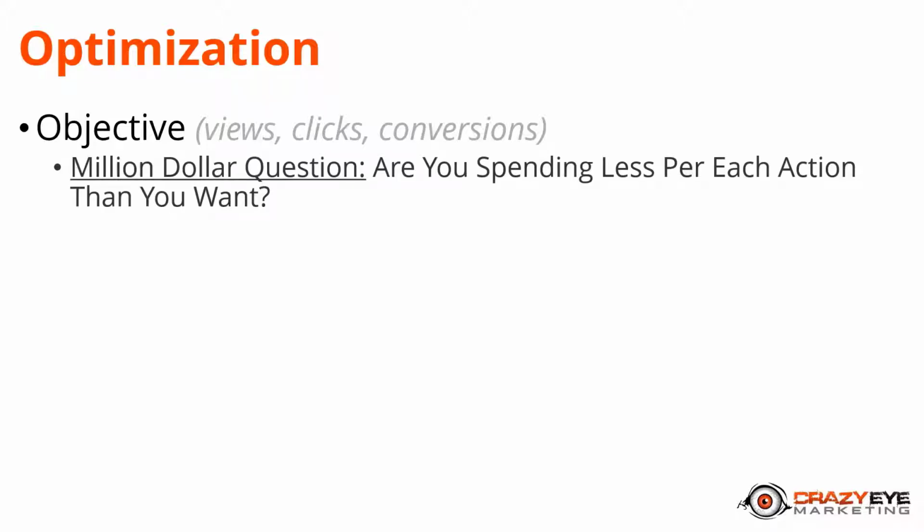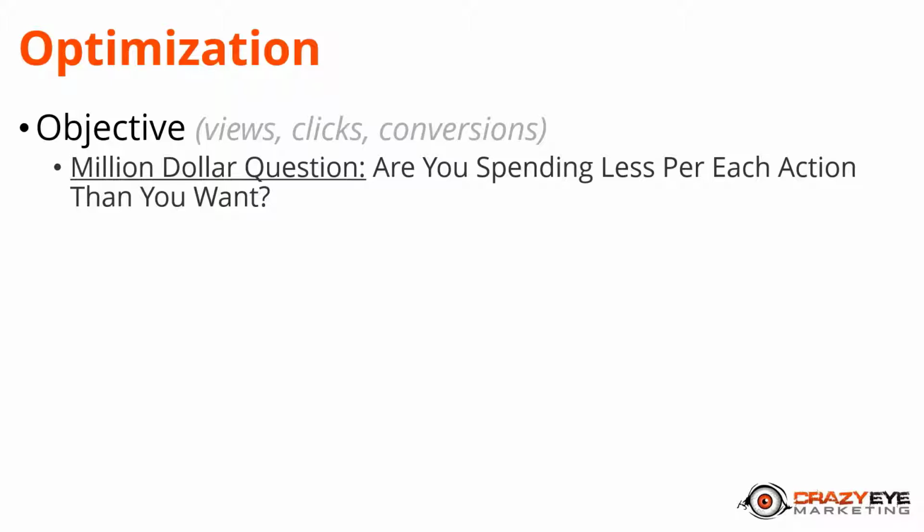And then, of course, always keep in the back of your mind the million-dollar question, which is, are you spending less per each action than you want? Advertising is relative. In some markets, $5 per lead is a good deal. In other markets, $5 per lead would make you go bankrupt in no time. So you need to know your business's numbers and what are good numbers for you. Then you need to make sure you're spending the right amount to get that desired result.